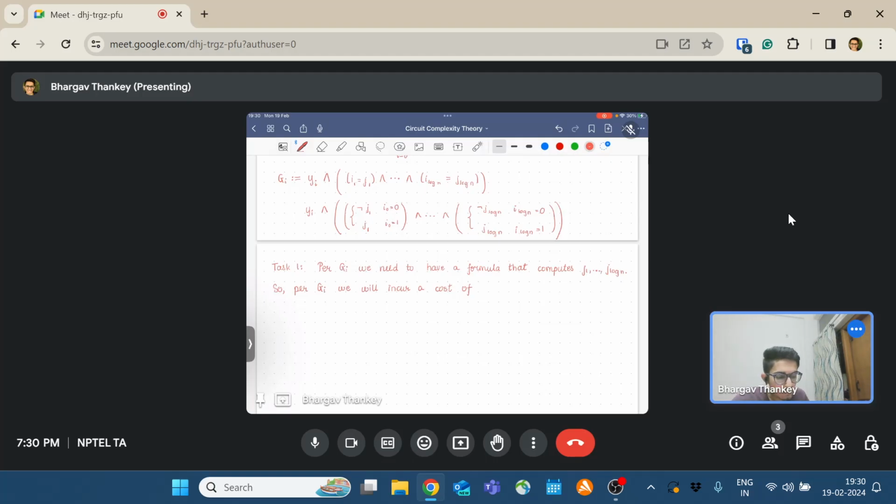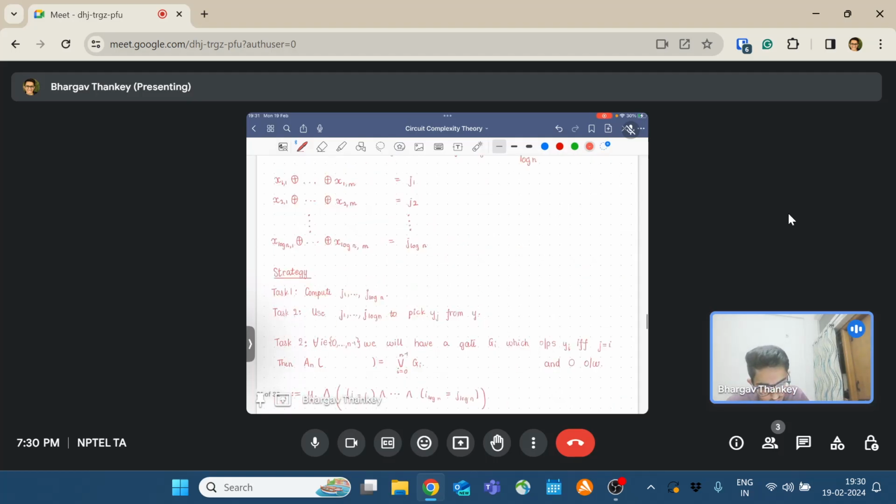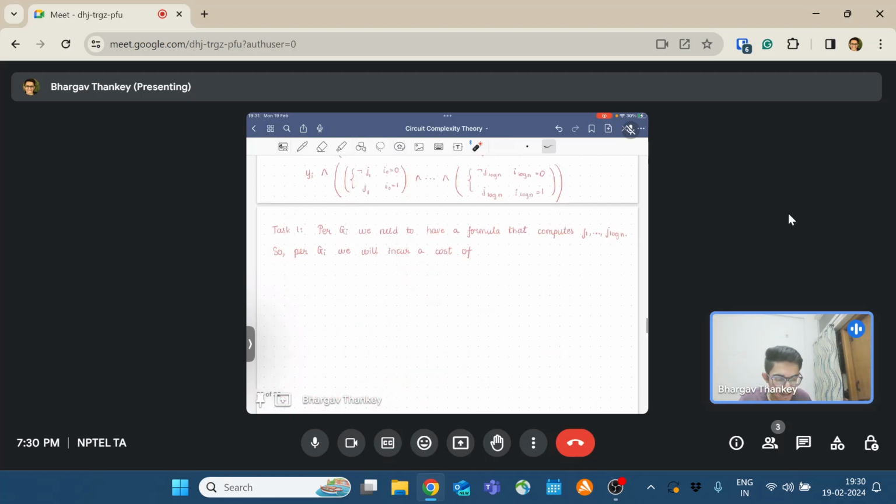So recall that J1 to J log n are just XORs. How many of them are there? There are log n many of them, right? So what would be the cost? The cost would be log n times the size of the formula to compute one XOR, so the cost would be log n times order n square over log n.